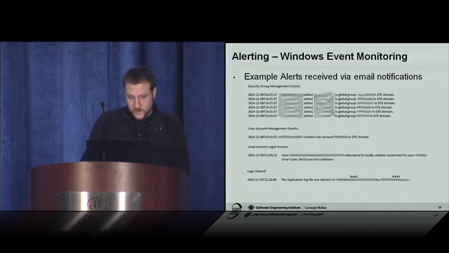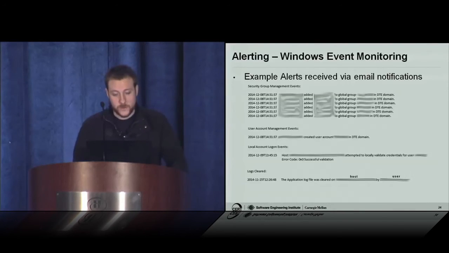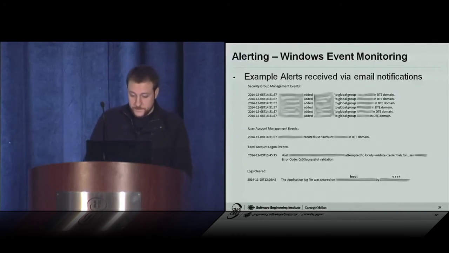So I have the usernames and hosts blocked out, but you can get the picture. So-and-so added some user to a global group, some group in the domain. User account management events is just user creation, or if you enable a disabled user. Here's an example of a local account logon event, and there's a number of different error codes associated with those. Shouldn't be too many successful validations. That means a user is logging in locally on a machine. You might want to check that out. And then anytime a log is cleared, you probably want to know about it.